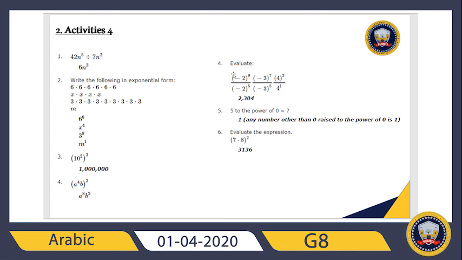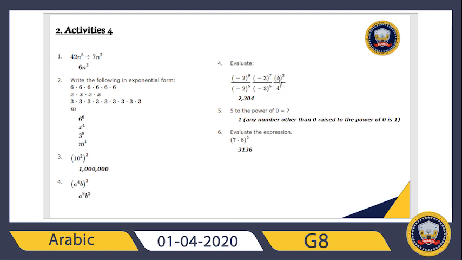Okay, we move to the second. Minus 3 to the power of 7 over minus 3 to the power of 5. So you simplify them to minus 3 to the power of what? 7 minus 5, what is it? It is 2. Again, the same base here.